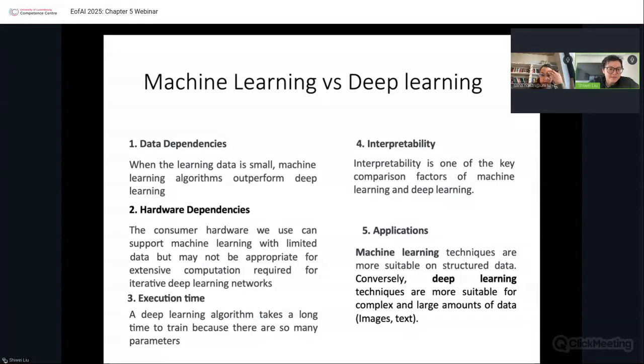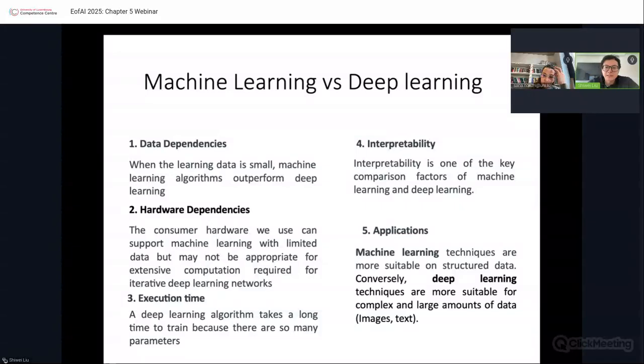Hardware dependency is the second concept. Machine learning usually doesn't require massive hardware like GPUs provided by NVIDIA, but deep learning usually heavily depends on very fast and powerful computing resources like GPU or TPU. And deep learning algorithms usually need a longer time to train, because there are so many parameters, up to trillions of parameters.